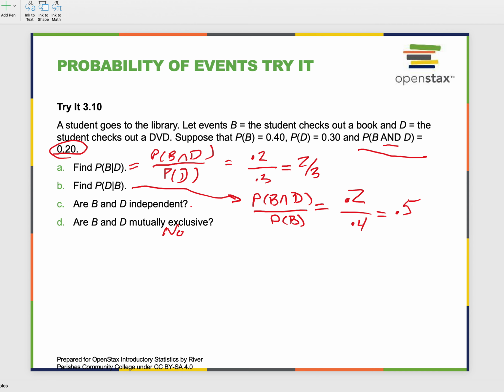Are they independent? Well, the probability of B given D should be just the probability of B. Well, the probability of B is 0.4. We got 0.23 from our calculation, so they're not independent either. And if I did this one, the probability of D given B should just be the probability of D, but it's 0.5 and not 0.3. So they're neither independent nor mutually exclusive.